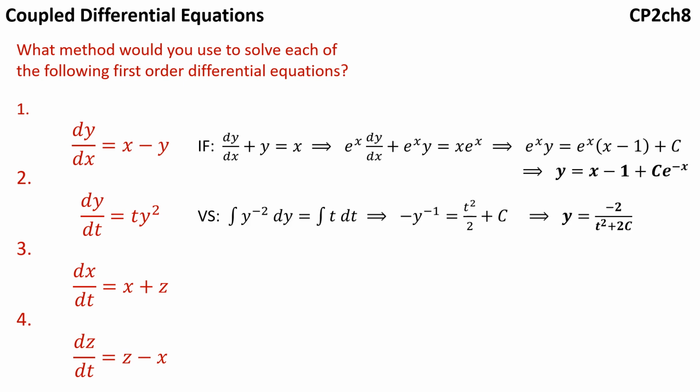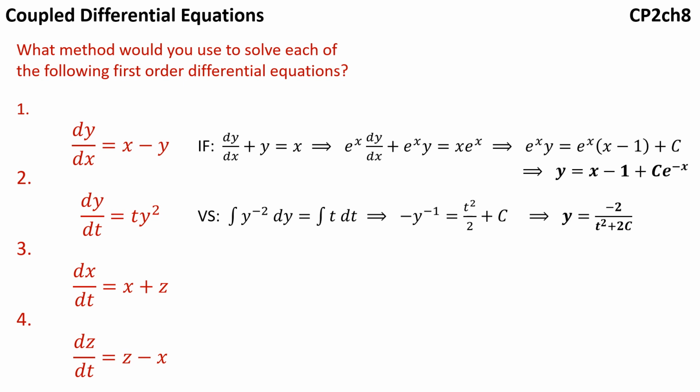The second one is variable separable. It means you can rearrange. We can put the y terms on the same side as dy and the t terms on the same side as dt, and then integrate both sides independently with respect to whichever their variable is. And then once again, you can rearrange towards the end in this particular case and get this y equals minus 2 over t squared plus something.